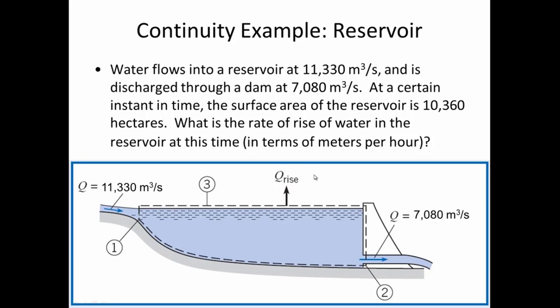We want to first find the Q rise. Q is, of course, a volumetric variable, so we'll find the difference between the in and the out in terms of the volume, cubic meters per second, that's accumulating inside the reservoir, and then we'll use that along with the area of the reservoir in order to find the velocity that the water is rising.